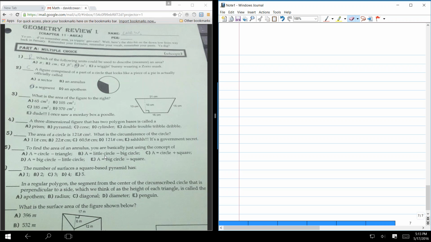So what should I write for number 5 to figure it out? Circumference. So the area, you need to... General formulas for both area and circumference. Area is pi r squared and circumference is 2 pi r.